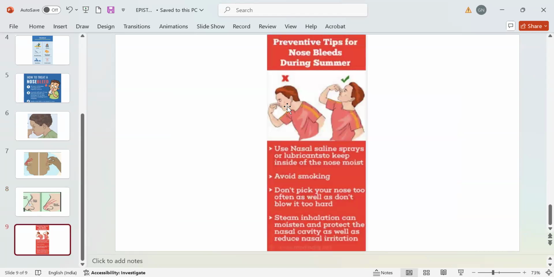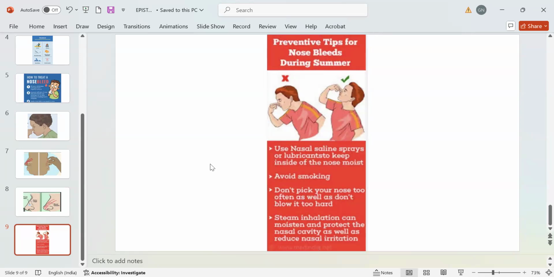This is a wrong procedure because you're blowing the nose. It will increase the bleeding. Blowing the nose is avoided. Just pinch the nose. Use saline spray or lubricants to keep the inside of the nose moist. Moisture will reduce the bleeding.